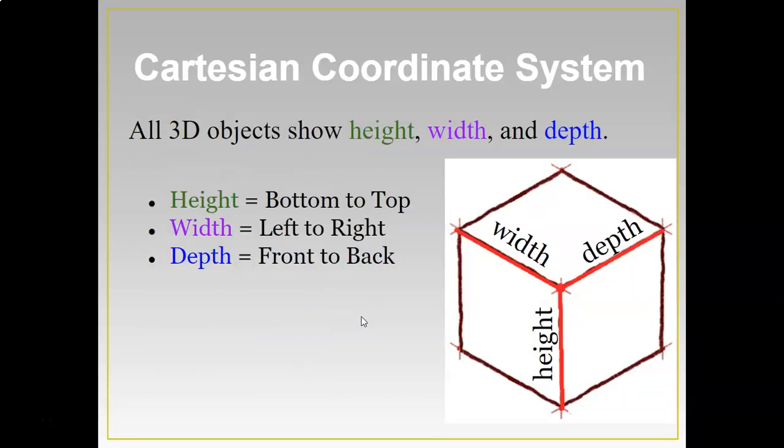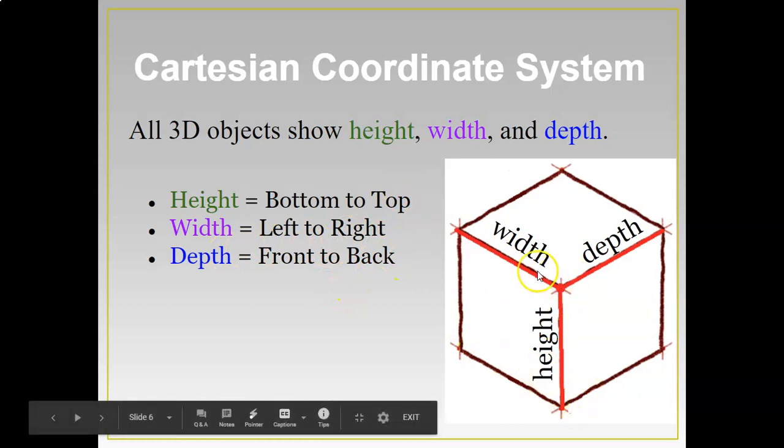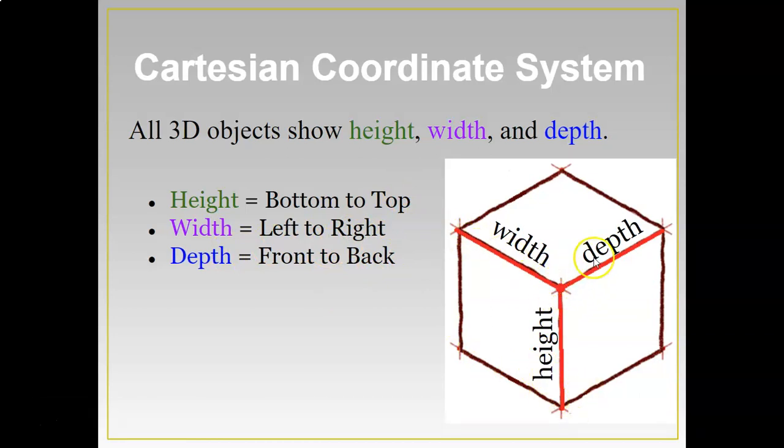Now it says in the Cartesian coordinate system, all 3D objects show height, width, and depth. You might call them something else, but I have been kind of educated to call them height, width, and depth. Okay, so height is from bottom to top, width is left to right, and depth is front to back.